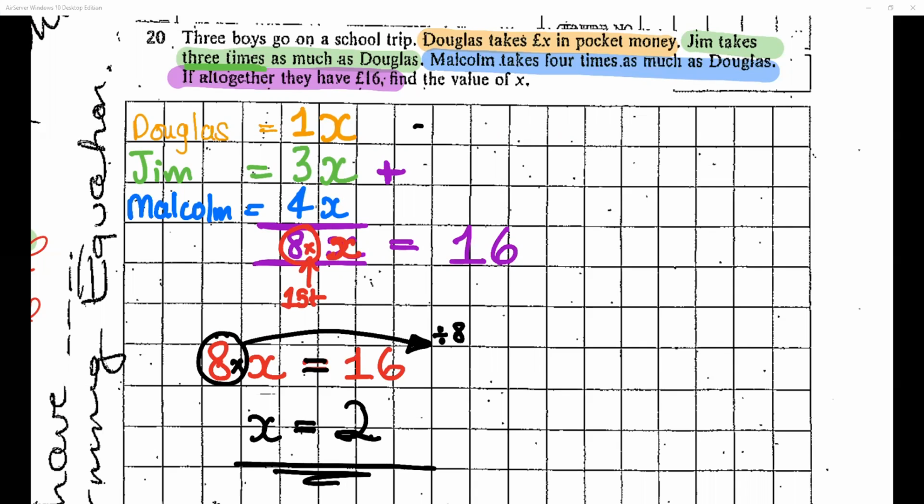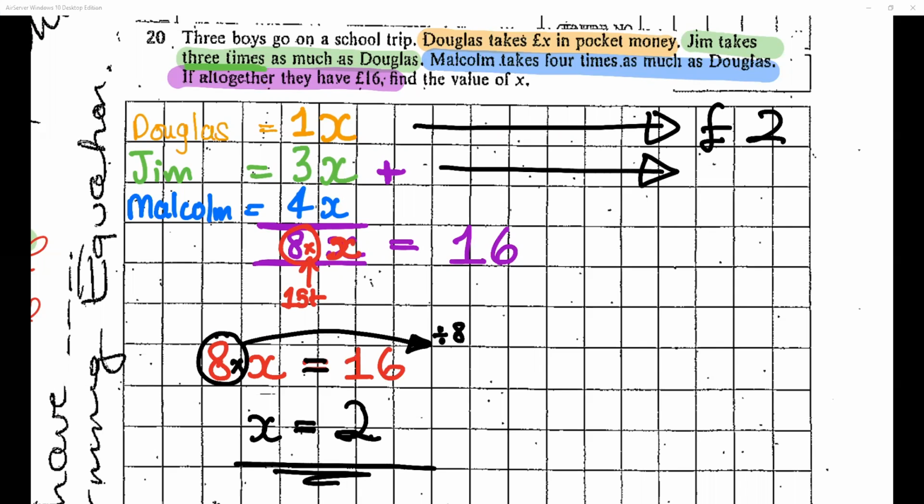Okay, so how much does Douglas have then? He has 2, because we just worked out x. X is Douglas. How much does Jim have? He has 8. Are you sure?